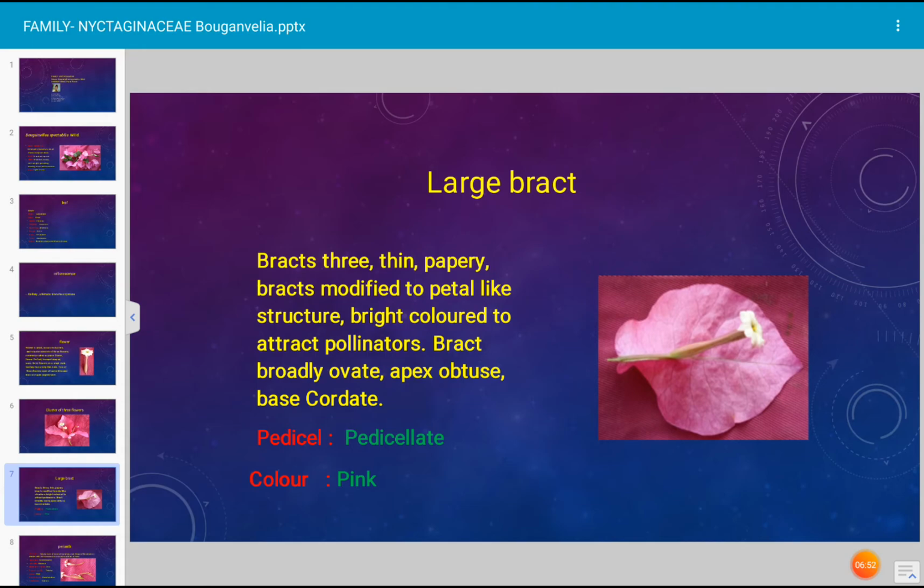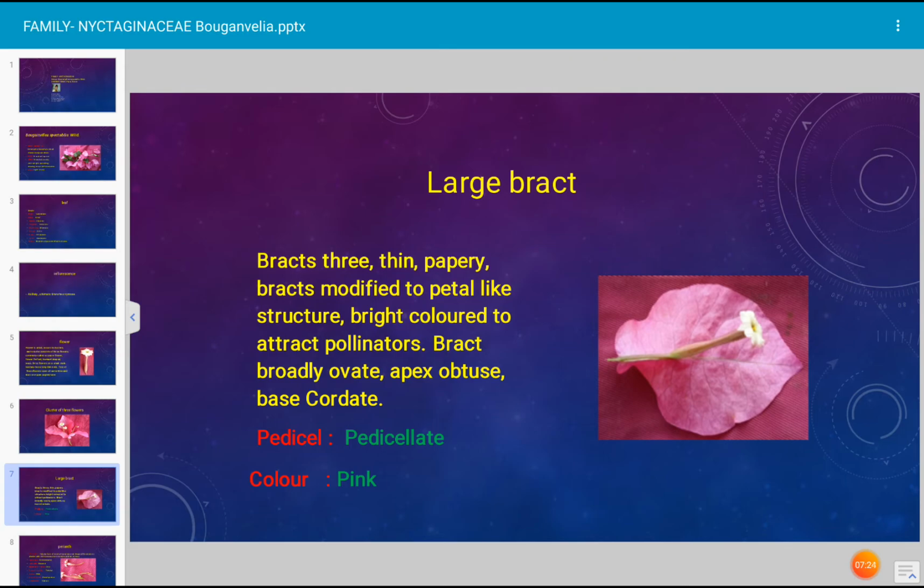Bracts are broadly ovate. Apex is obtuse. Obtuse means that it is not narrow, and the base is cordate. It has a petiole, and the flower has a very short pedicel. Pedicellate flower: pedicel means the stalk of the flower. If the pedicel is present, the flower is described as pedicellate. The color of the bract is pink and the actual color of the flower is yellowish.